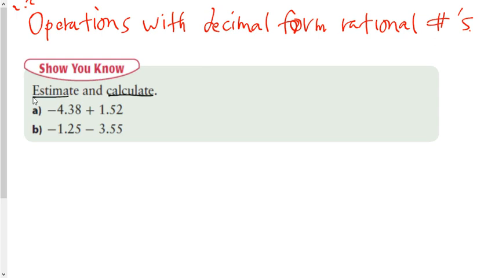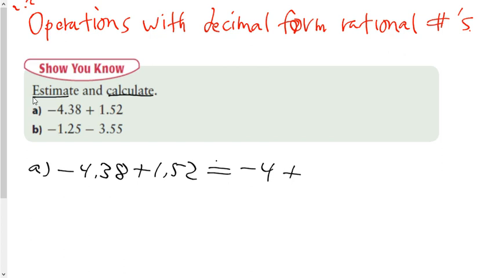So the first thing we're going to do is estimate this. Negative 4.38 plus 1.52 is approximately equal to, that's the equal sign with the dot above it, which means approximately equal to. And I'm going to round to my greatest place value. So negative 4.38 is going to become negative 4. 1.52 is closer to 2 than it is to 1, so we're going to make that a positive 2. And therefore, a negative 4 plus a positive 2, my estimation, will be a negative 2. The sum, or adding those two together, should be approximately negative 2.